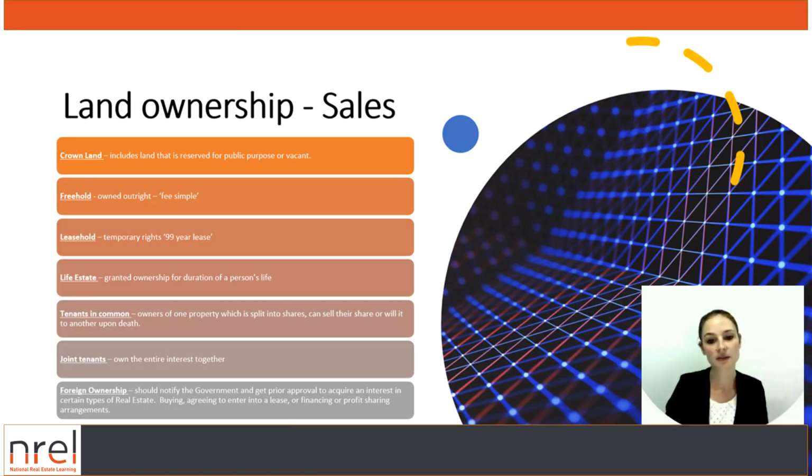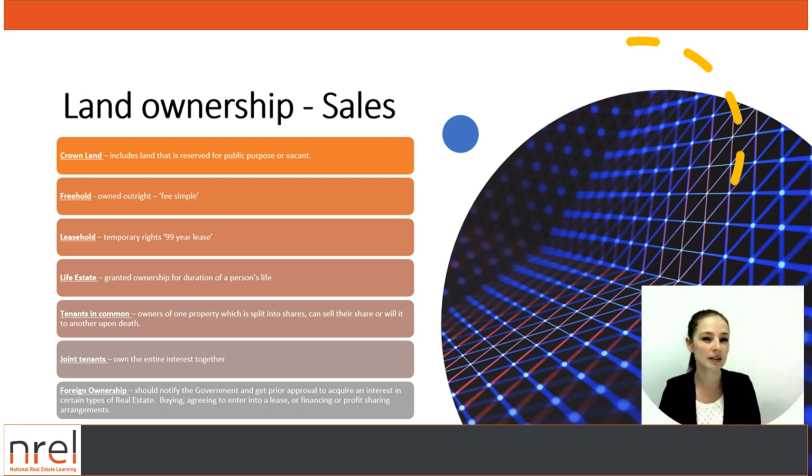There are different types of land ownership for sales in Australia. You have Crown land, which includes land that is reserved for public purposes or vacant. Crown land is basically owned by the government. Now, all land in Australia is considered Crown land. When you do a title search on a property, you will always see under the interest section of the title that it says rights and interest reserved by the Crown.